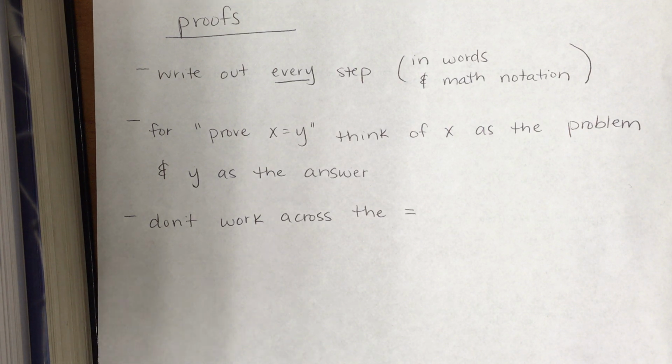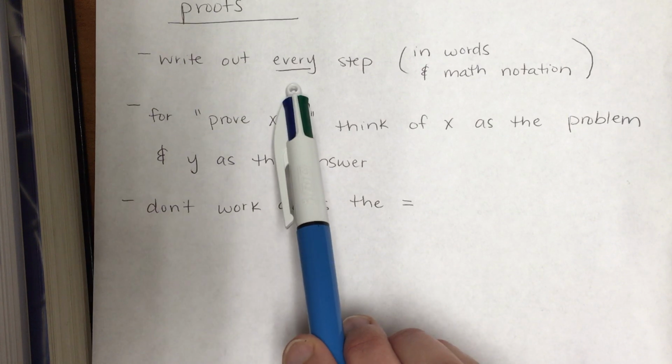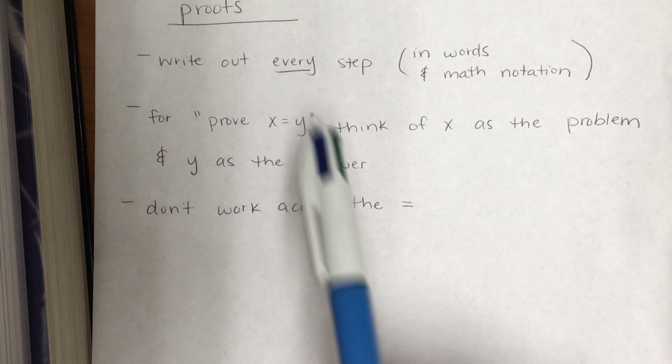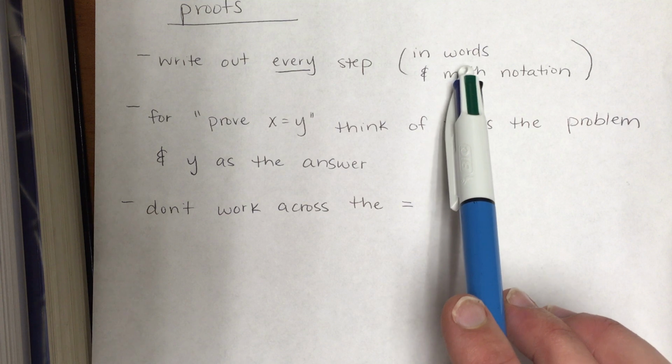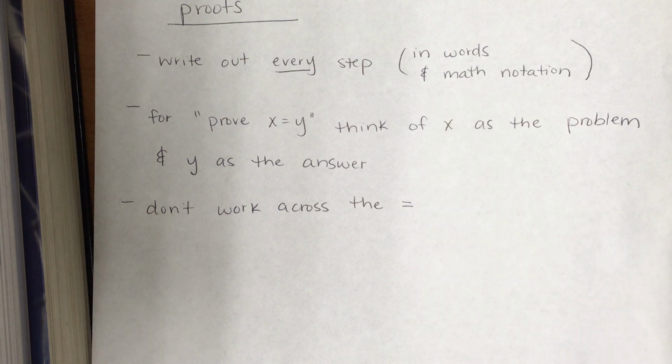So the important things here: you need to write out every single step. Don't do anything in your head. You need to use words. It can be real basic words. It doesn't have to be sentences, but use some kind of word to describe what you're doing, and then also use your correct math notation.